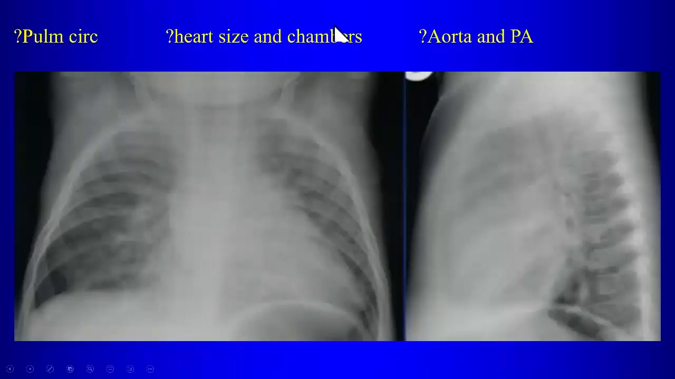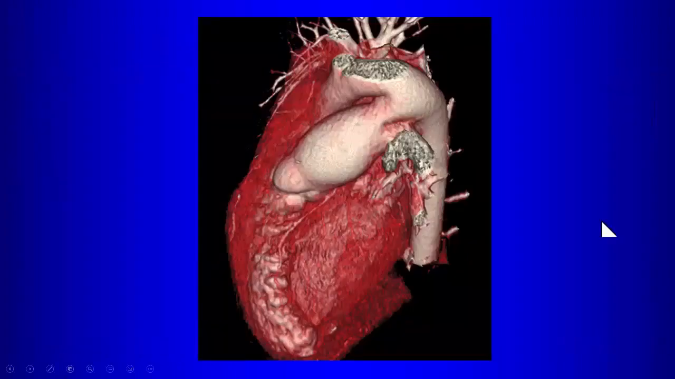In this case, again, there's overcirculation, no cyanosis, okay? So for this particular patient, notice that the ascending aorta here looks enlarged, left-sided chambers look enlarged, so here you might be thinking about PDA, right? So that's a PDA.